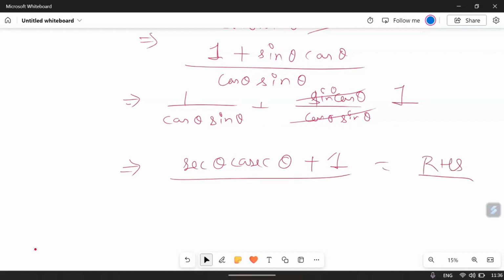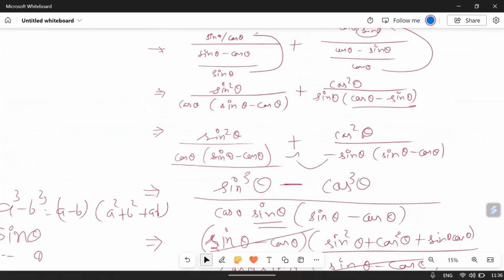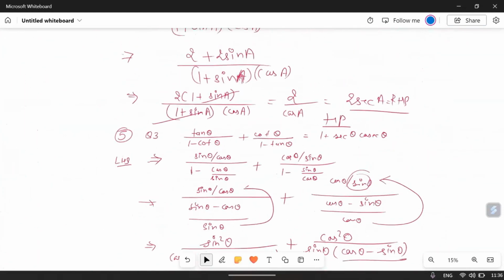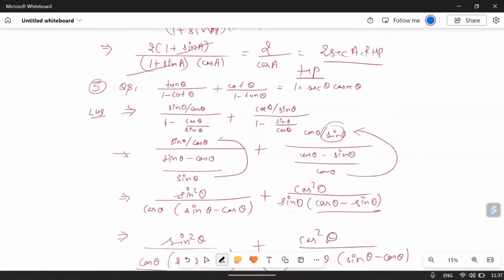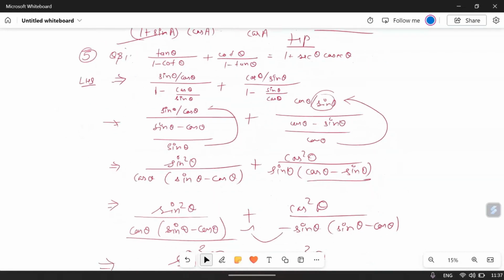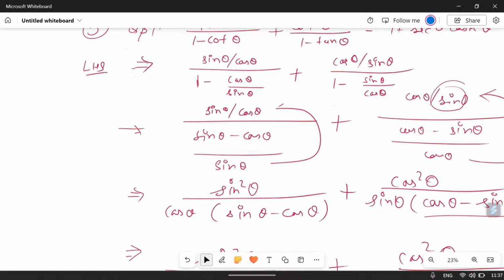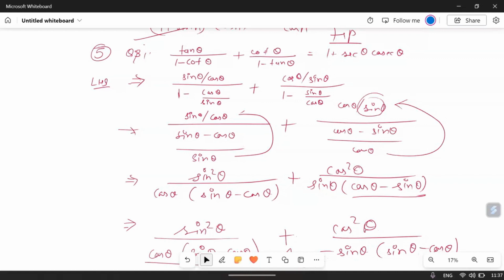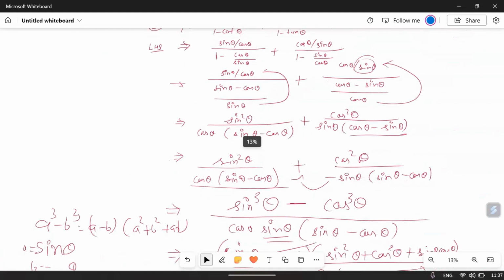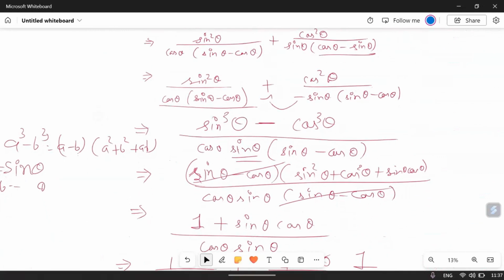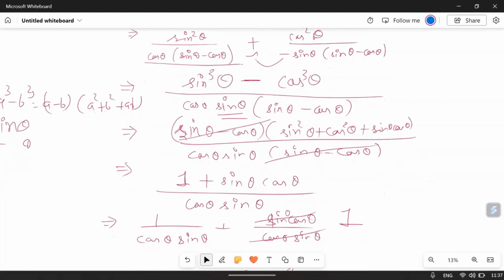Let me tell you once again, and then you can go through it. It's a very big solution. You can take a screenshot. We will start from here. Third part, first converting into sine and cos, then taking out the LCM. After taking out the LCM, this sine will go up and it will become sine square cos square theta, and after that sine cube minus cos cube theta. So you can use these identities.